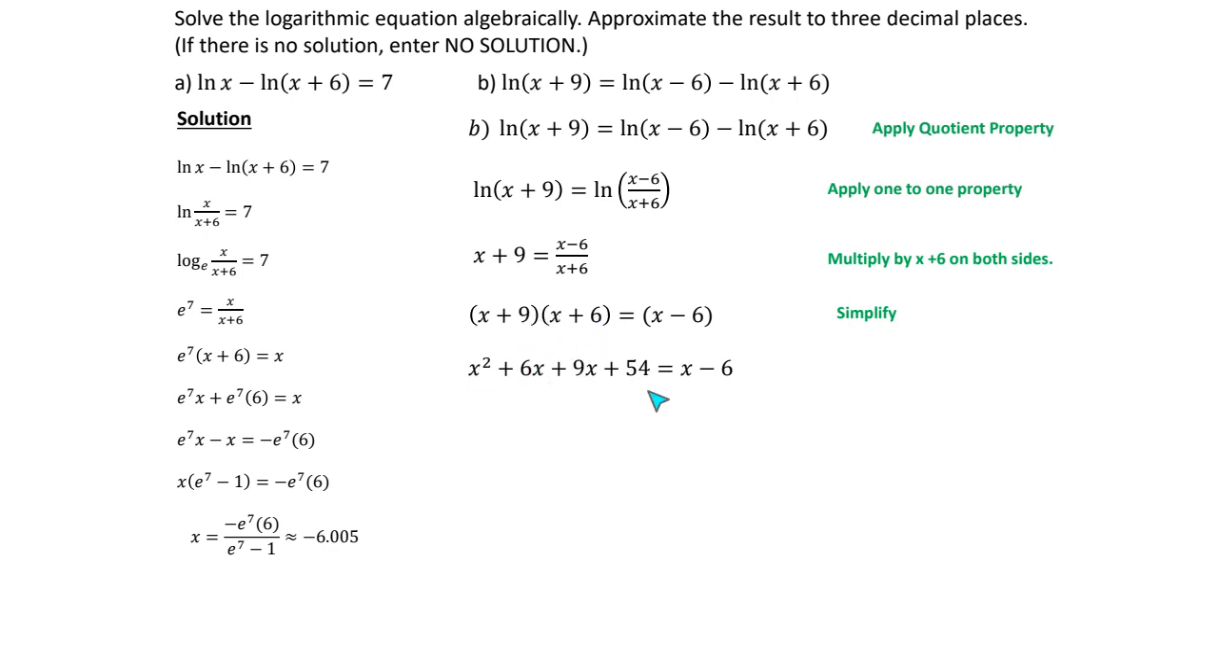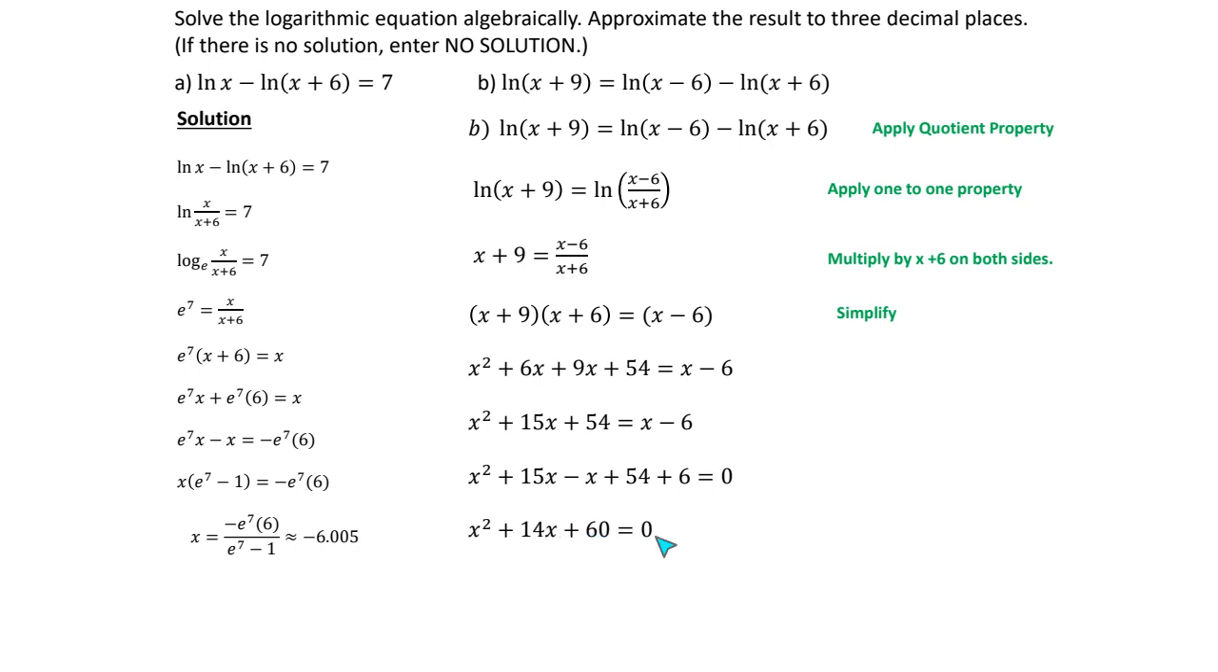And then on the right side, we have x minus 6. So this is quadratic, so I'm going to have to put everything on the same side. So let's go ahead and do that. If I subtract x and I add 6, then combine like terms, we're going to end up with x squared plus 14x plus 60 is equal to 0.